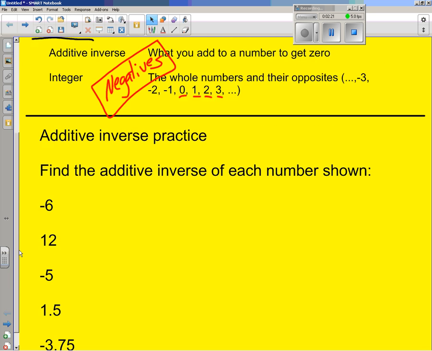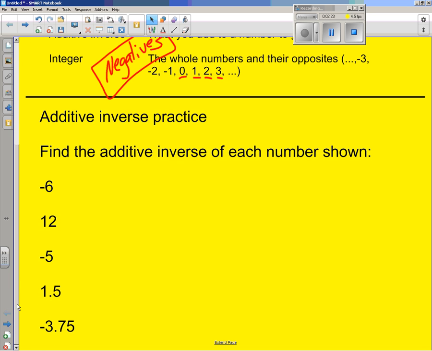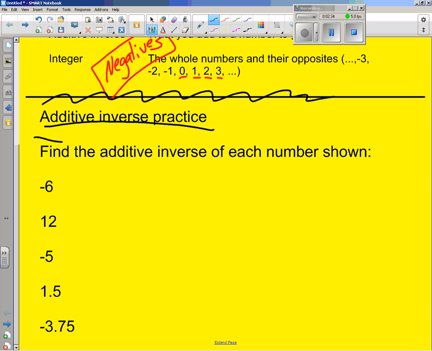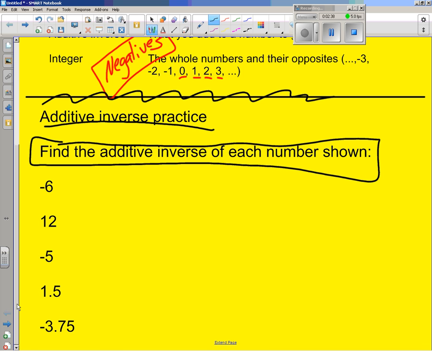Let's go ahead and do a couple practice things on finding the additive inverse. I don't think this is going to be too difficult for you. Draw another little line in your notebook on the same page. Write additive inverse practice. You don't have to write this section here. This is just giving you instructions right now. And write all of the different numbers that I have going down this side.